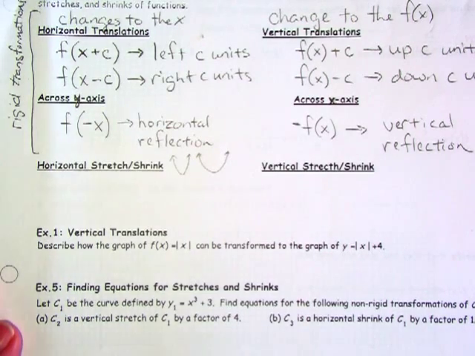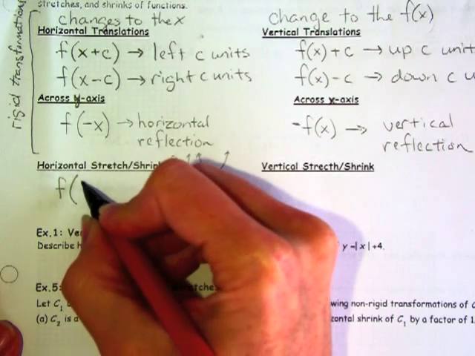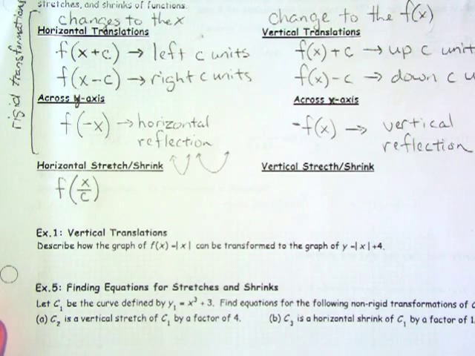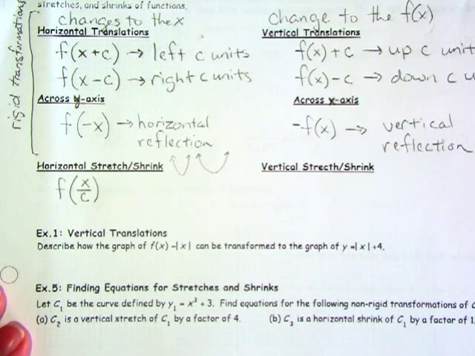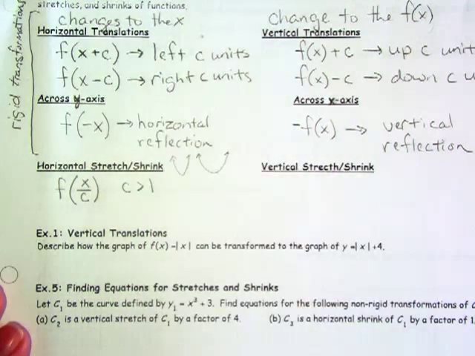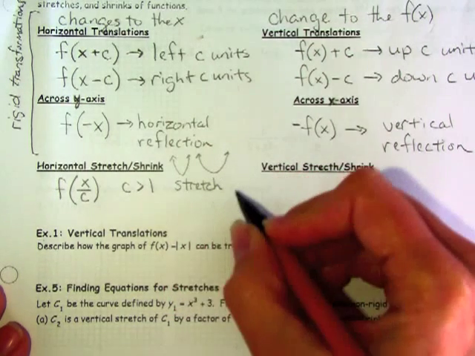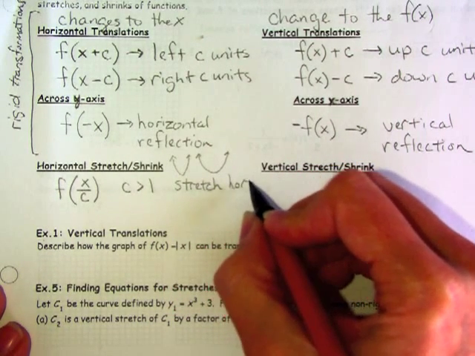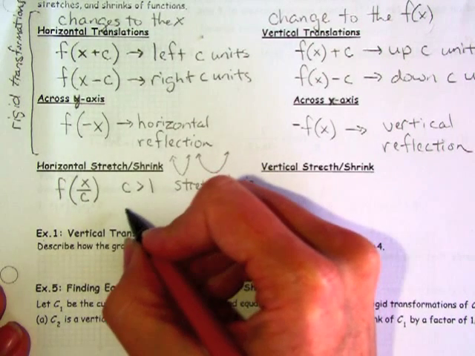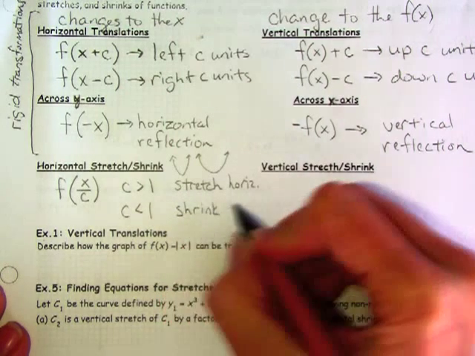How that happens is applied directly to the x if it's horizontal, and it's a matter of division. Everywhere I see an x, I divide by c. And if I divide by c, and that c value is greater than 1, it stretches the graph. And remember, this is a horizontal change. If c is less than 1, it shrinks the graph horizontally.